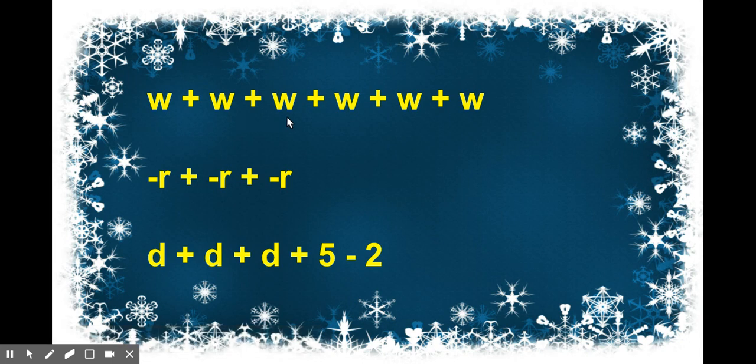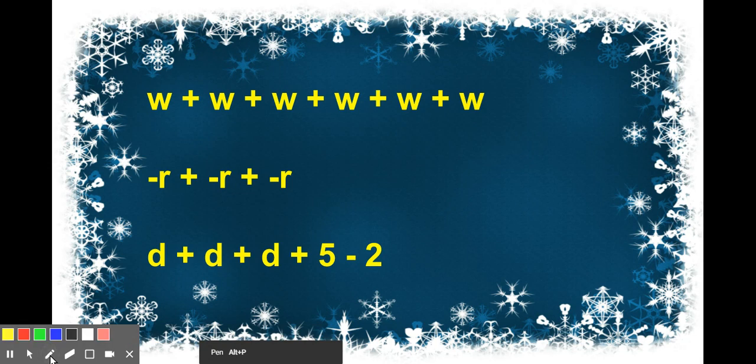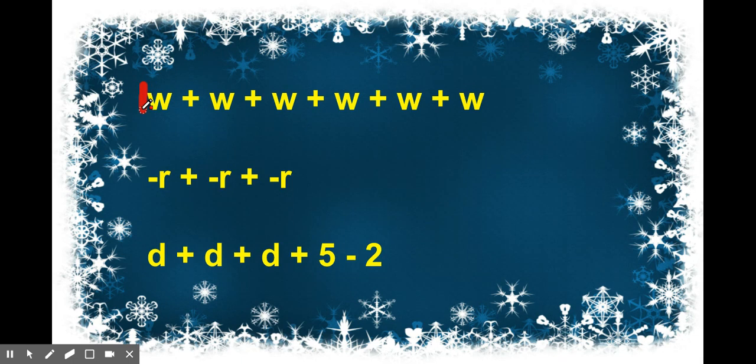So here we have w plus w plus w plus w plus w plus w. There is a much easier way to write this. Remember that in front of each variable, if I see no coefficient, my coefficient is a 1. So here I have 1w plus 1w, that's 2w, plus another w is 3w, 4w, 5w, 6w. When I simplify this, I get 6w. 6w is less complicated than this would be.